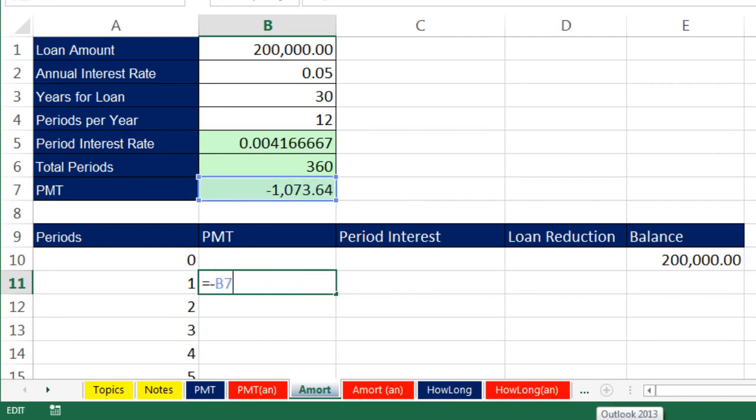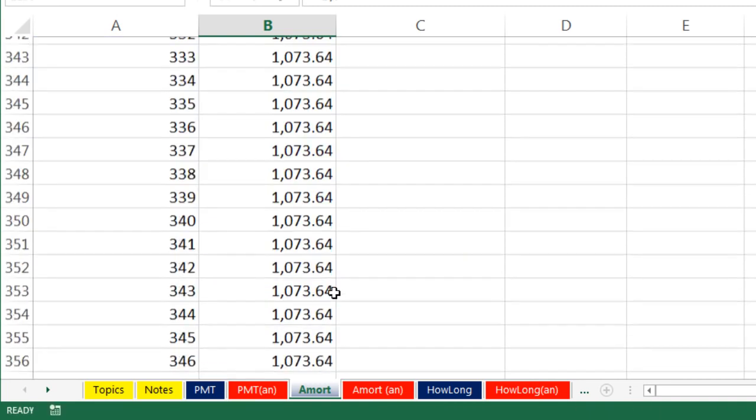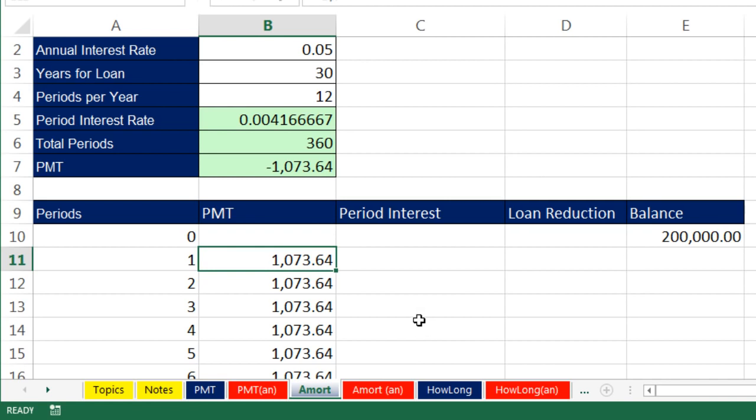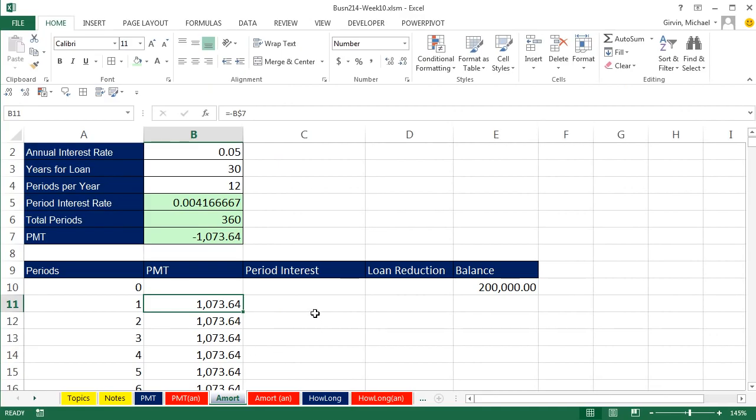Control Enter, F2. Anytime you put a minus sign or a plus sign, Excel will convert it to a formula by putting an equal sign before the minus, plus, or at symbol. F4 to lock this all the way down. Control Enter, double click and send it down. Control down arrow, 1,073.64, exactly 360 times. Every month I'm sending in the same amount.